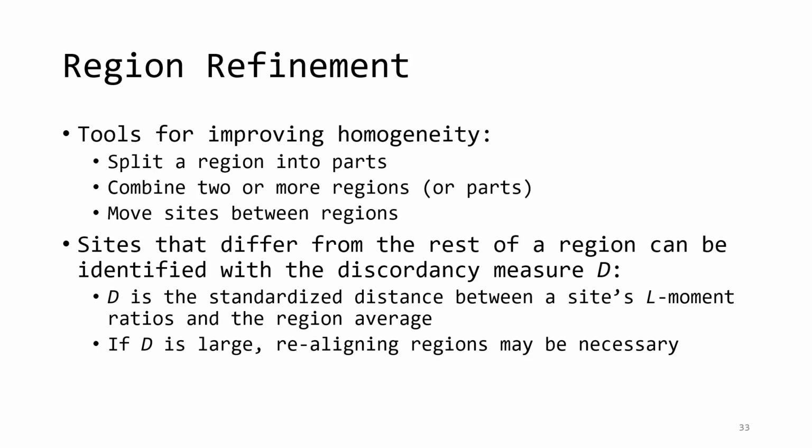Another tool that helps identify stations that might not belong in a region is called the discordancy measure, or D. D measures how far a site's L moment ratios are from the region average. If the D statistic for a site is too big, it might indicate a few things. One is that the site belongs in another region. It might mean that including that site in a region is causing it to be labeled as heterogeneous. It can also identify a site with an error because its L moments are affected by an error in the data. It is worth looking in more detail at sites with high D statistics to see what might have caused this value to be so large.